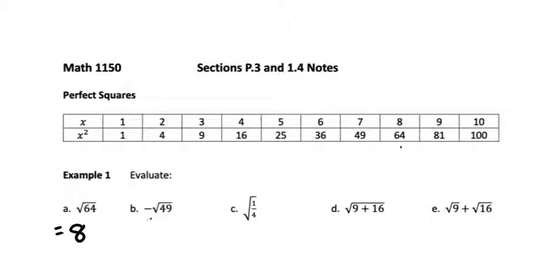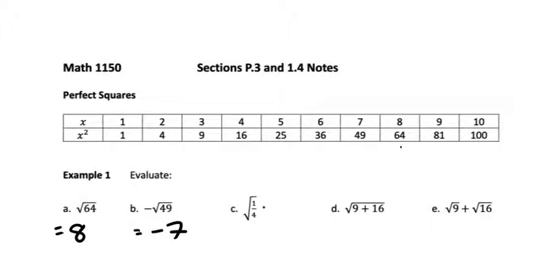Now for B, notice that we have a negative sign in front of the square root. In order of operations, square rooting is on the same level as exponents. So we would do the square root of 49 first, and then we would make the answer negative. The square root of 49 is 7, so my answer here would be negative 7.